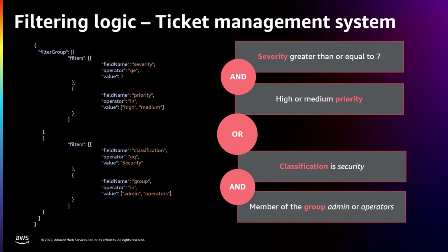Take an example of a ticket management system, right? So here, only tickets are delivered to clients matching those conditions. So for example, a severity greater than or equal to 7 and high or medium priority. Or if the classification is security and member of the group is admin or operators, then only deliver these tickets, right? So that's how you specify a filter in your resolver logic. Again, any field in the GraphQL schema can be used as a filter.